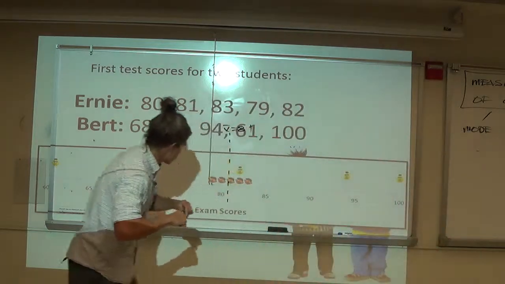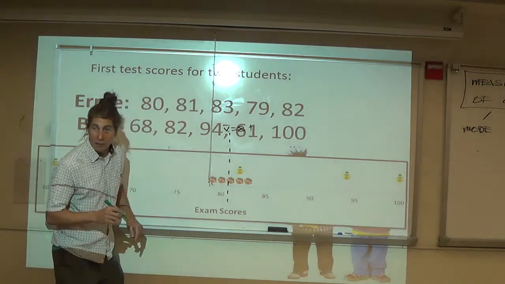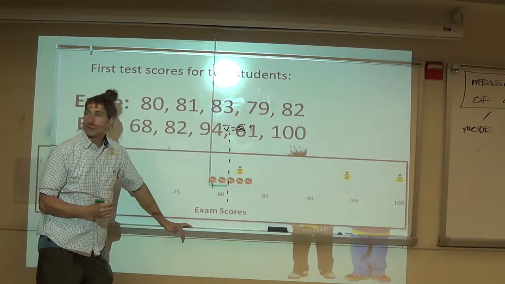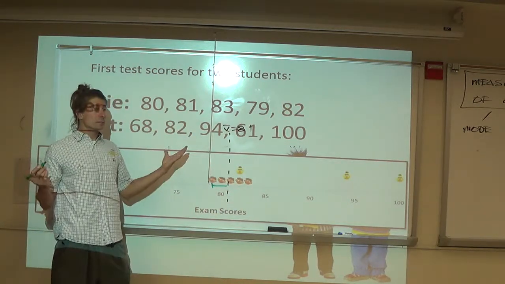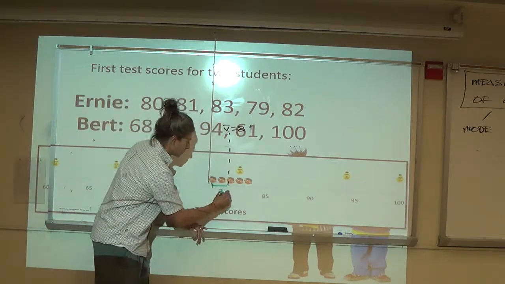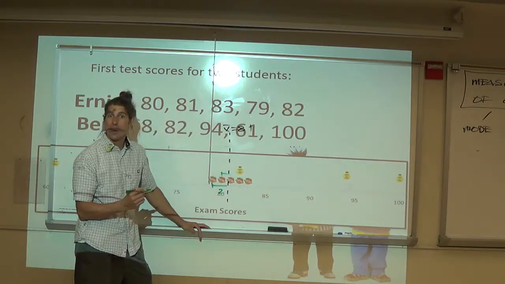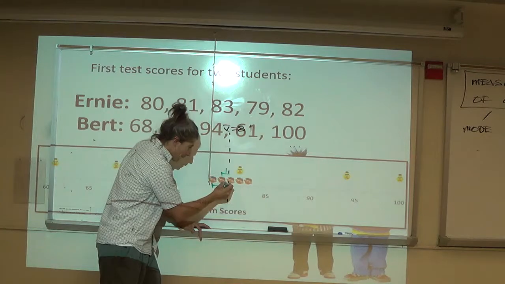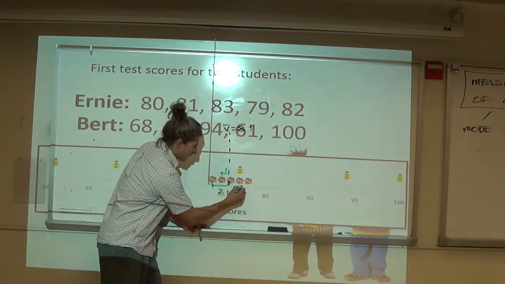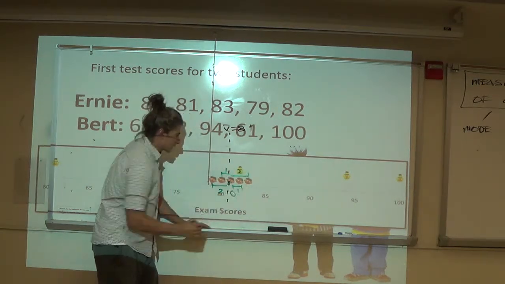Let's look. Here's both of their averages at 81, right? How much distance is there between Ernie's low test score and the average? 2 points, right? The low test score is a 79, yes? His average was an 81, that's a distance of 2. Beautiful. How about from his second lowest test score to the average? 1. How about the one that was at average? 0. And then we've got this guy here, which looks like a 1. And then this guy here, which looks like a 2.